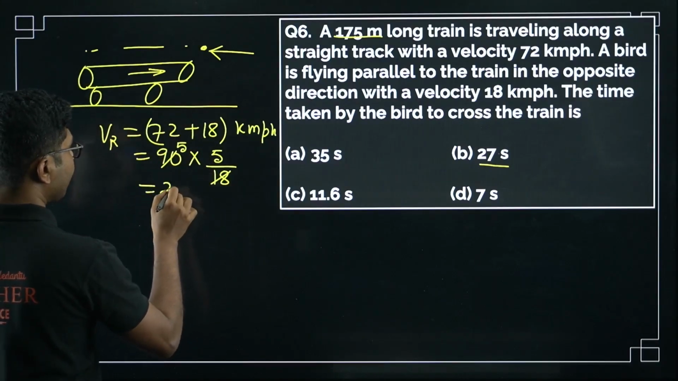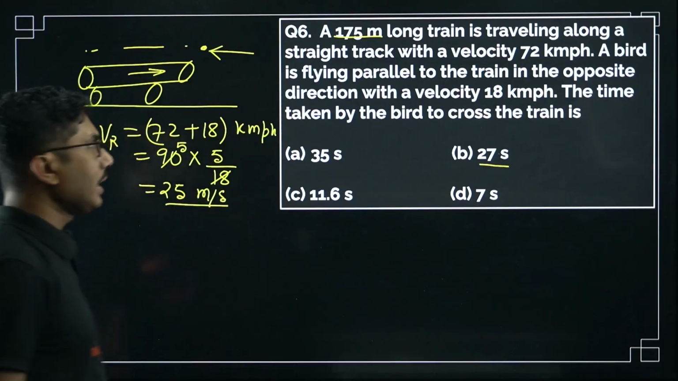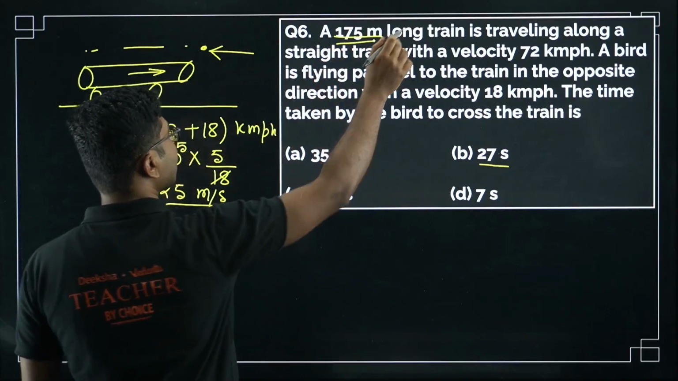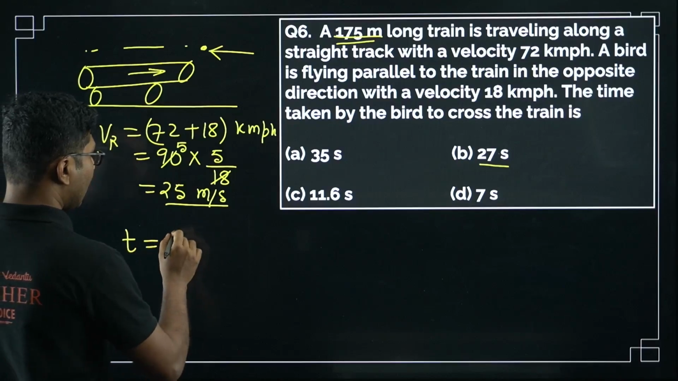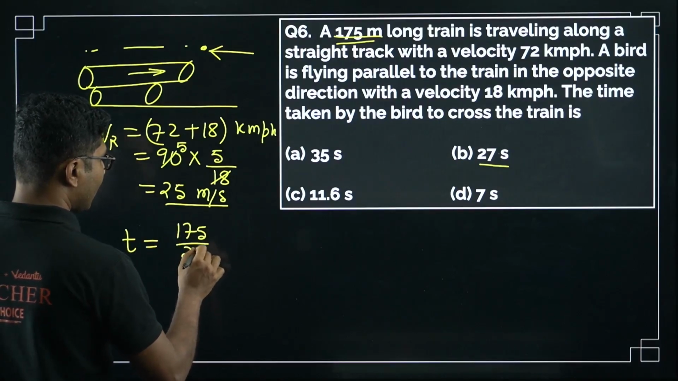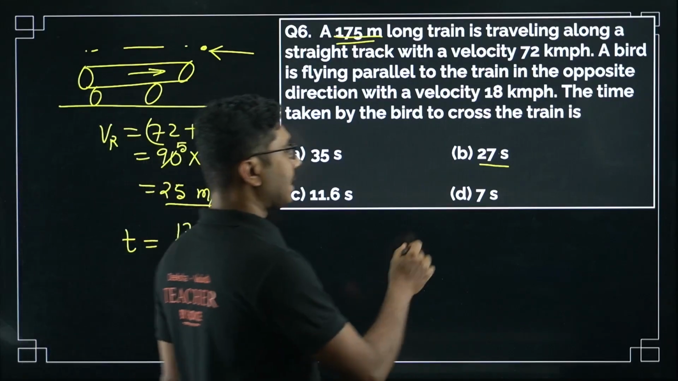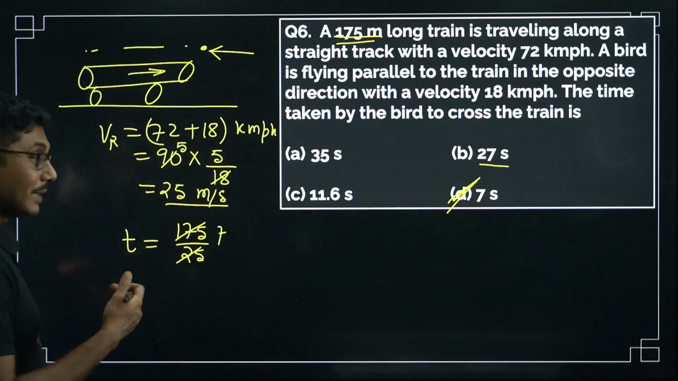So it will be 25. So relative speed is 25 meters per second. Okay, now if this is the relative speed, how much time does it take to cover this much distance? So time is basically 175 divided by 25, that is 7. So 7 seconds is taken by the bird to cross the train.